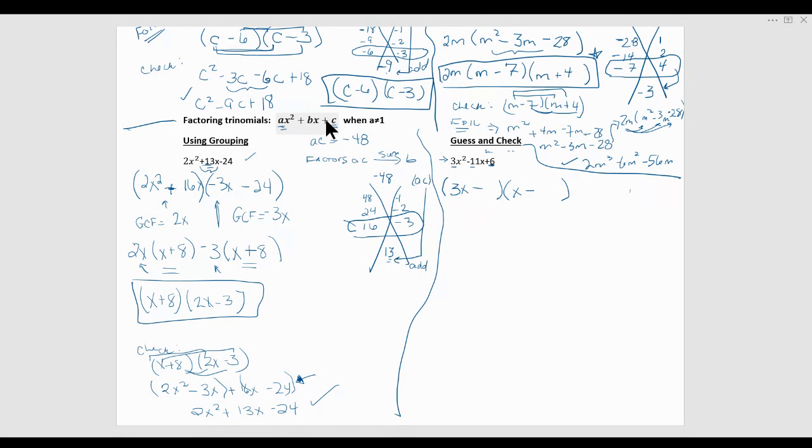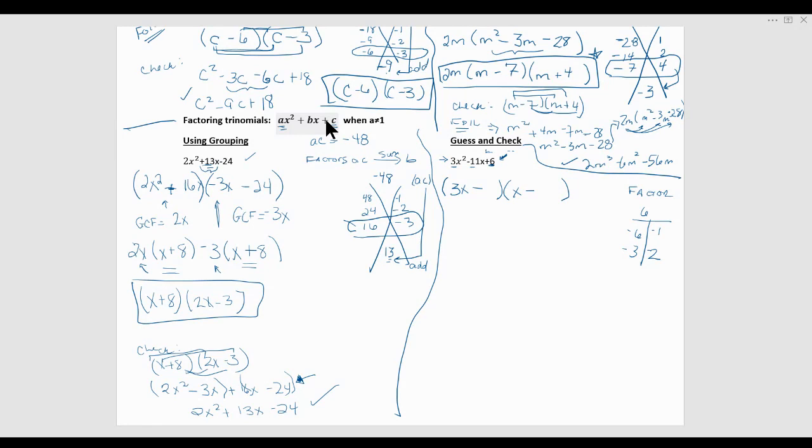Now I'm going to have a look at my factors of 6. I just have 6 and 1 and 3 and 2. I know they're going to have to both be negative. So I can simply start substituting those in here and then multiplying it back and checking which factors will give me the correct expression, which factors are correct, and when I multiply them back will give me my correct 3x squared minus 11x plus 6.